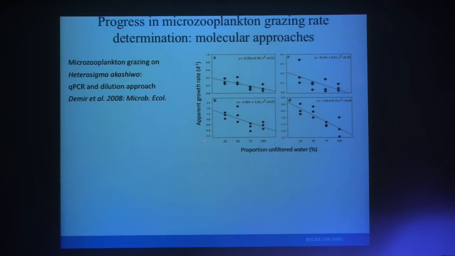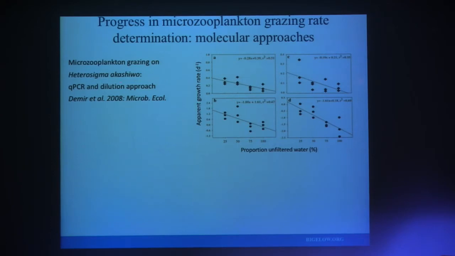And if you don't know what that's about, what you do is take a whole load of seawater, filter it, and add it in varying proportions to the whole water. In that way, you're decreasing the encounter rate. So you're separating predator and prey, and reducing the grazing pressure. So as you decrease the amount of unfiltered water, you're decreasing the grazing pressure. If you then measure apparent growth of the phytoplankton, in theory you should see a linear regression or a linear fit. And you can calculate a growth coefficient in the absence of grazing, and the slope gives you a mortality rate.